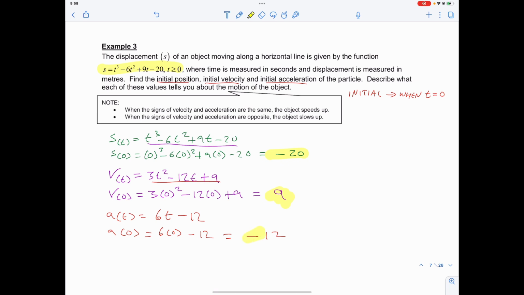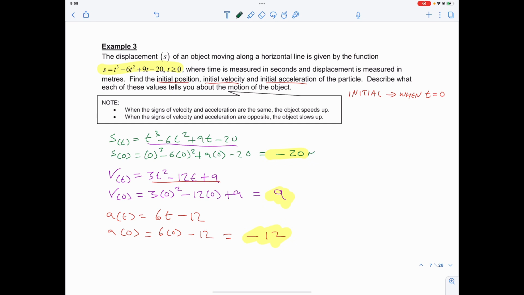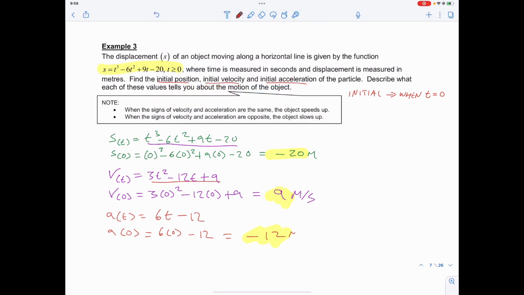Now, I need to make sure that I put the correct units on all these. So when I'm doing the displacement, based on the information that it gave me, where the displacement is measured in meters, I'm going to say that the displacement is actually negative 20 meters. I'm going to say the velocity, because the time is in seconds, is going to be in meters per second. And I'm going to take the acceleration and say that's going to be in meters per second squared.